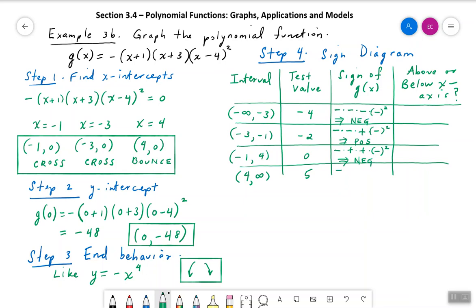And then 5 is going to give us a negative, a positive, another positive, and a positive squared, and that's going to give us a negative. So we can go ahead and say that the graph is below the x-axis most of the time. Since g of x is negative, since the y values are negative, the function is below the x-axis. When the y values are positive, the function is above the x-axis.